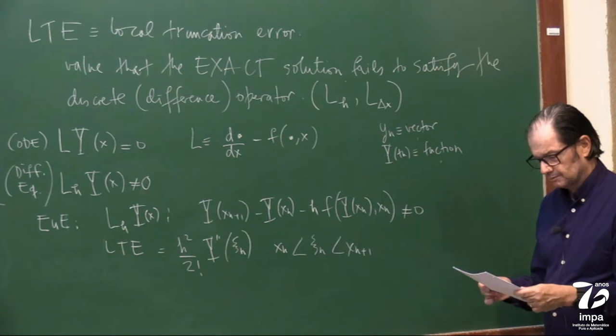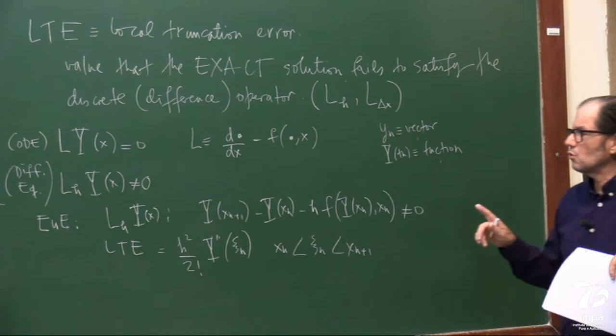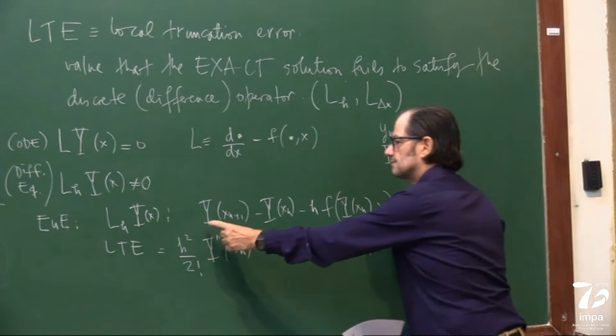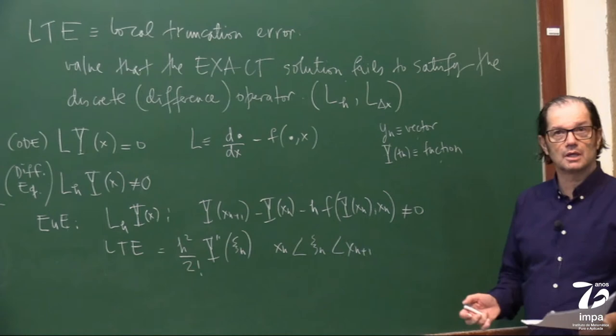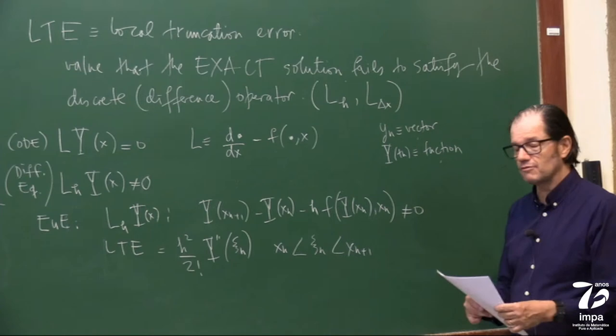Now, I'll mention this already today just to make sure. Depending on the book, the local truncation error is sometimes this quantity divided by h. I think Isaacson and Keller divide by h and some others do not. But the thing is that the method is consistent. I'll give you a definition when this goes to zero.